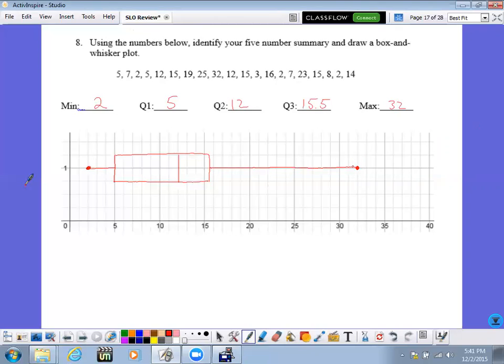Now, even though this space is smaller than that one and that one, obviously, all of them represent 25% of the data. So it just shows this idea of spread of the data by splitting it into quartiles. But that's how it would look if you had to create one.